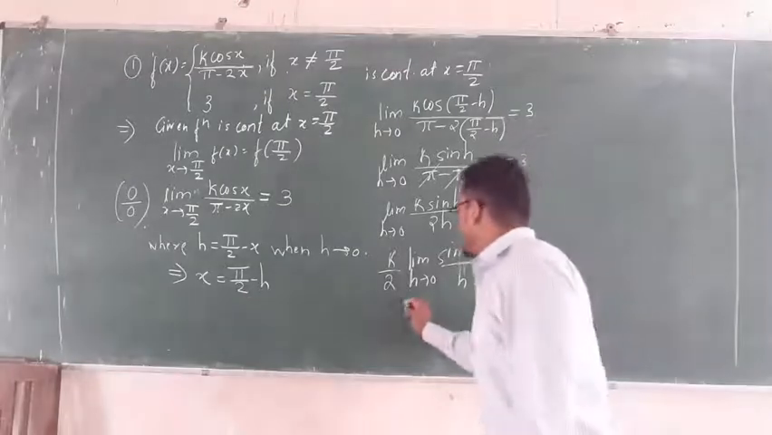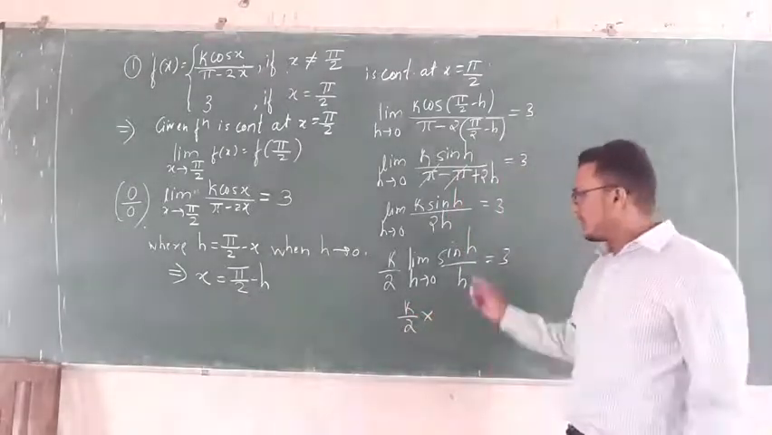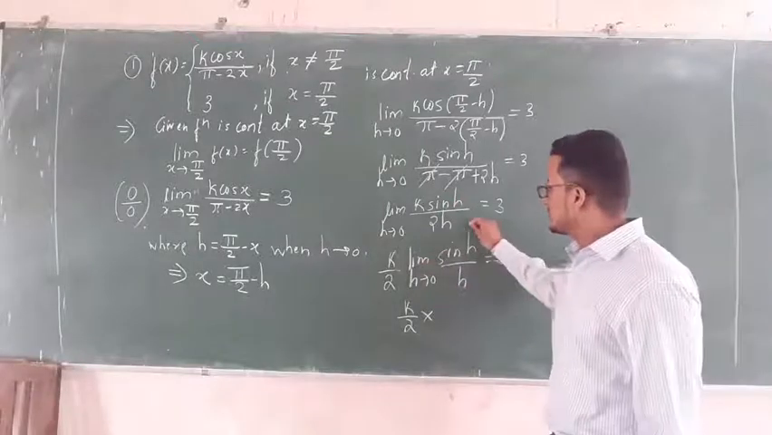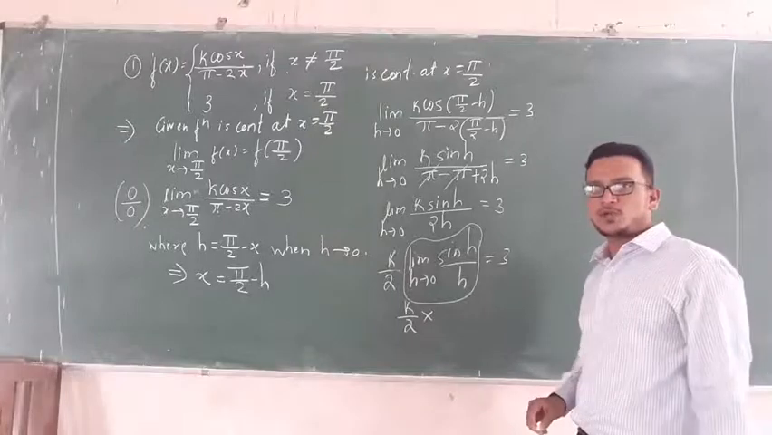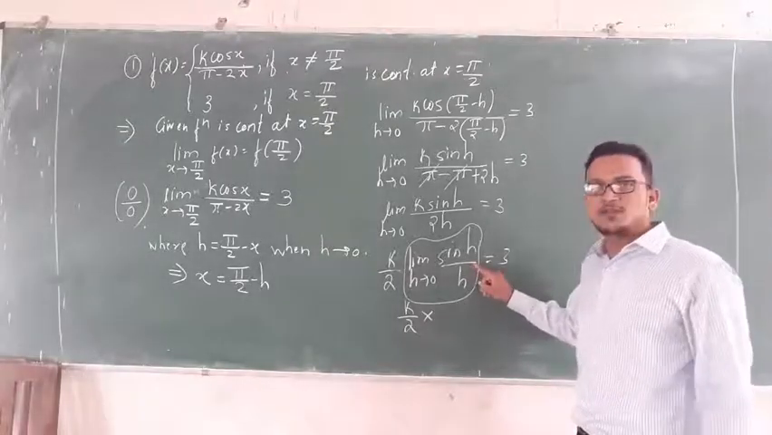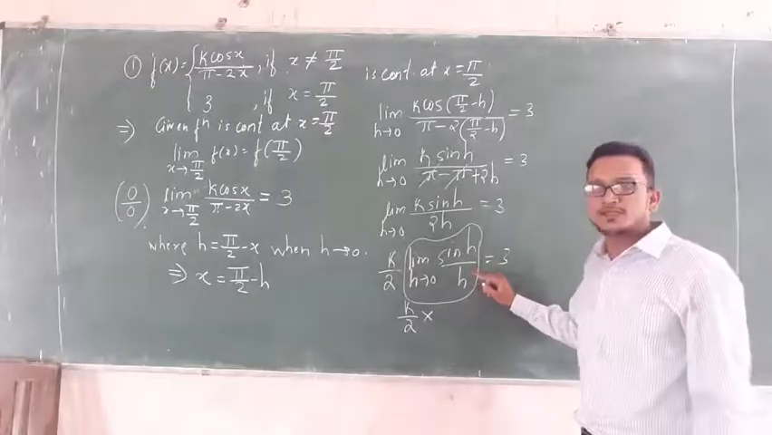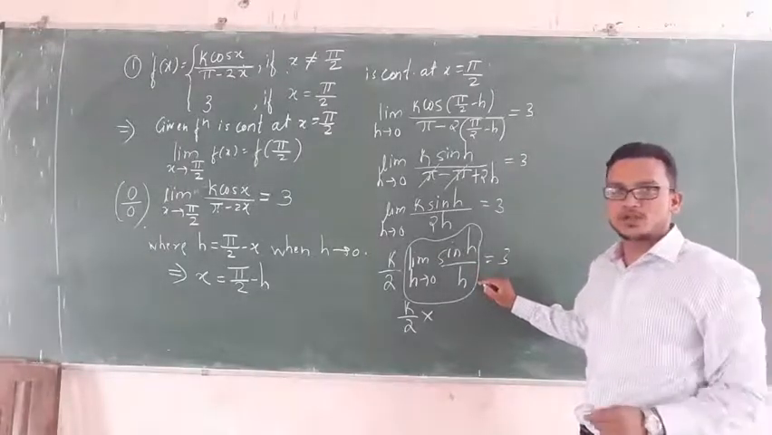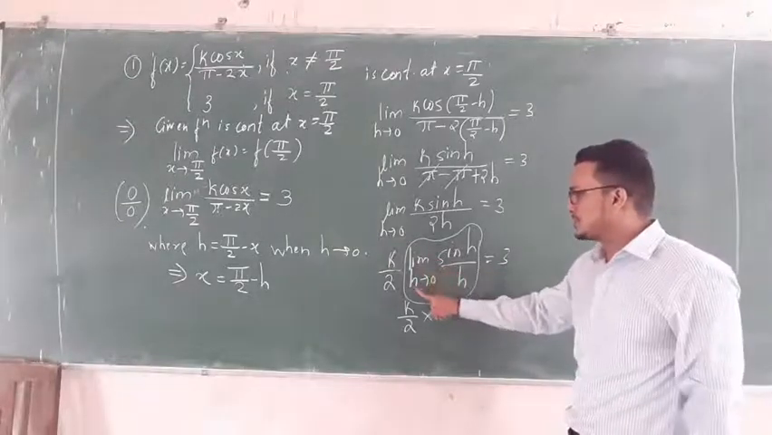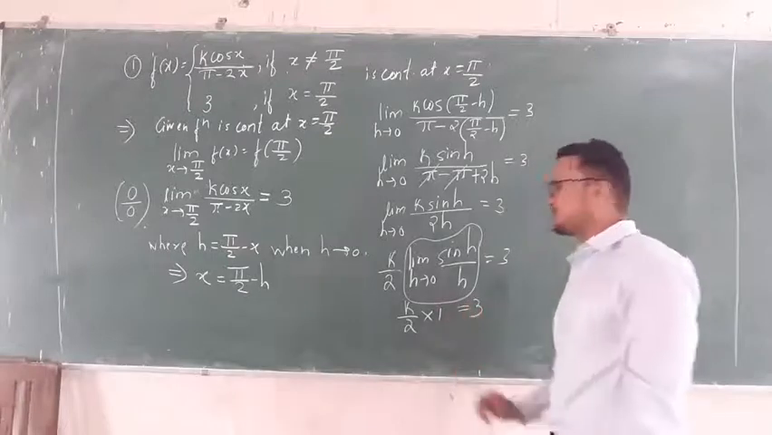Now here k by 2 as it is into, what is the value of this limit? That is limit h tends to 0, sin h upon h, value is what? See, in the first year we have learnt one theorem. I think it was for 5 marks. That is limit theta tends to 0, sin theta upon theta, value is what? 1. So therefore limit h tends to 0, sin h upon h value is what? 1, which is equal to 3.